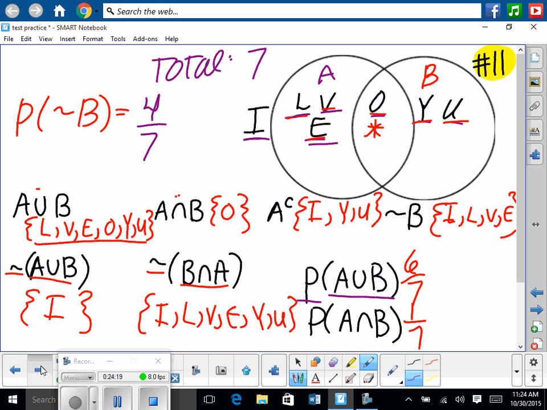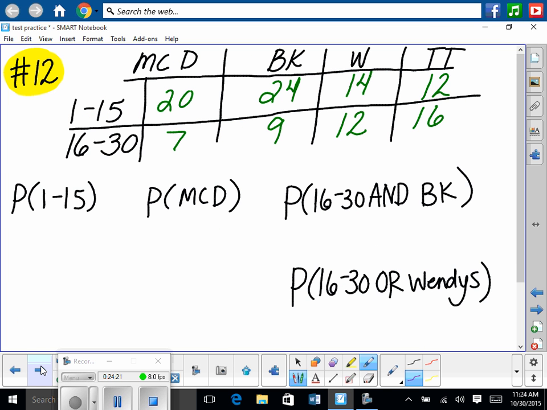All right, continuing. Number 12, it says, let's go through and find these probabilities. So we're given this table. A study was done on what fast food places different age groups prefer. These were the findings. So in age group 1 through 15, there's 20 that prefer McDonald's, 24 Burger King, 14 Wendy's, 12 that prefer Taco Time, and so on. To be able to find these probabilities, we have to know the total.